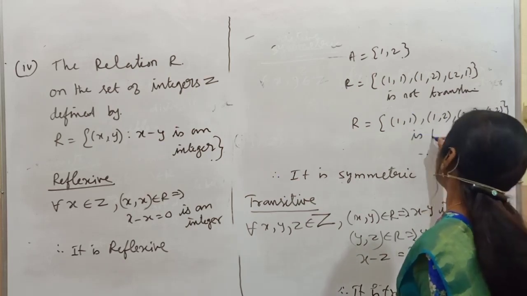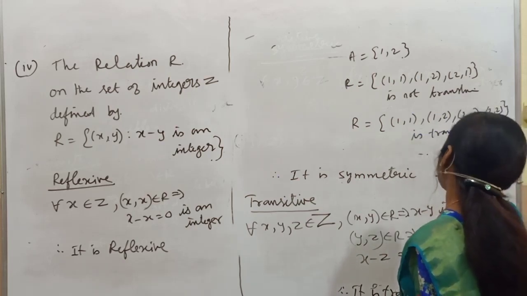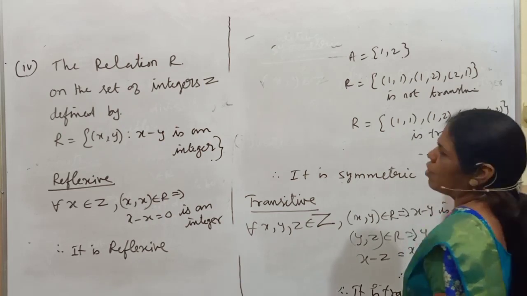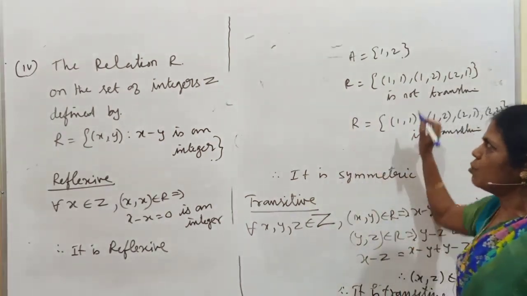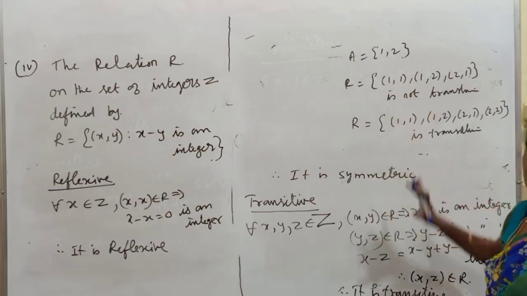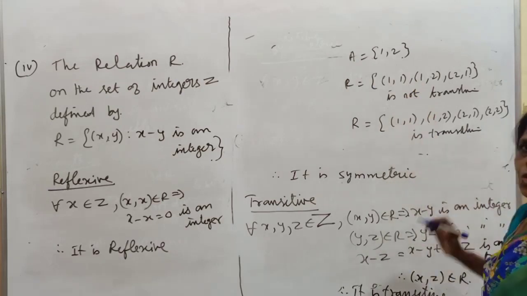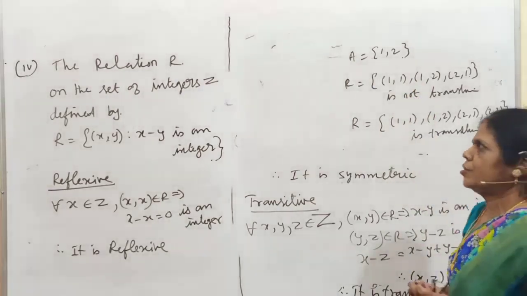Remember that. I forgot what example I gave you. Remember this, all of you. Suppose I have excluded 2,2, you have to take it.